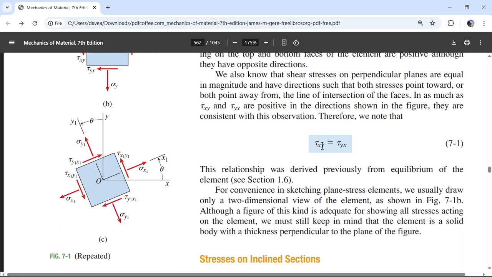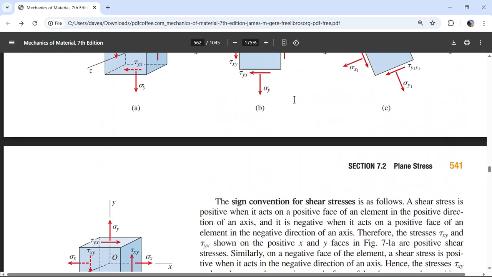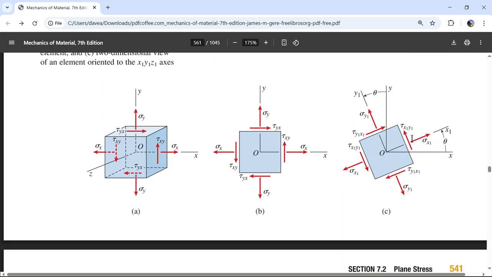And this says tau xy is equal to tau yx. We also note that the shear stresses on perpendicular planes are equal in magnitude. We just talked about that, but this shear stress is tau yx. This is tau y1 x1, and this is tau x1 y1. But these are equal, and you would use Newton's: the sum of forces in the y, forces in the x are 0, and the sum of the moments is 0.